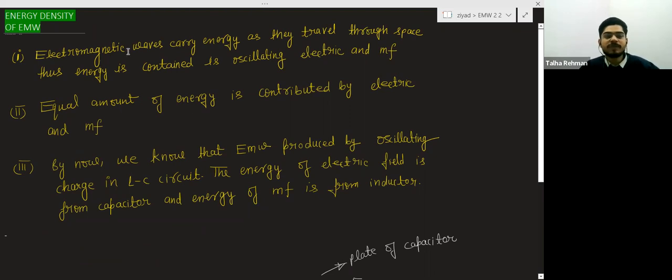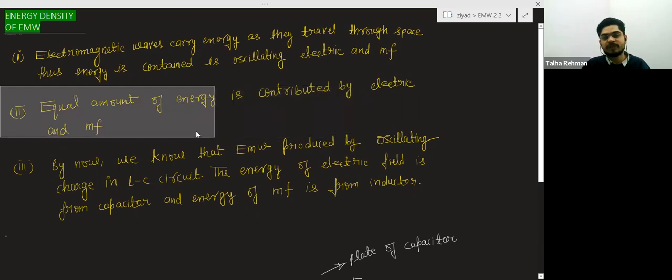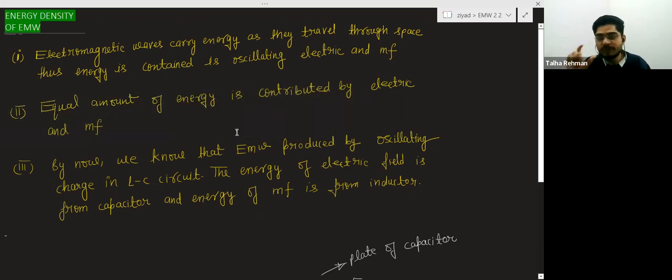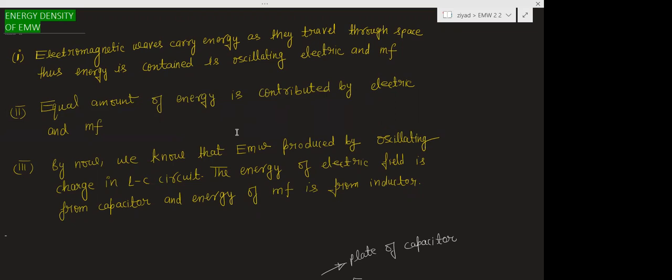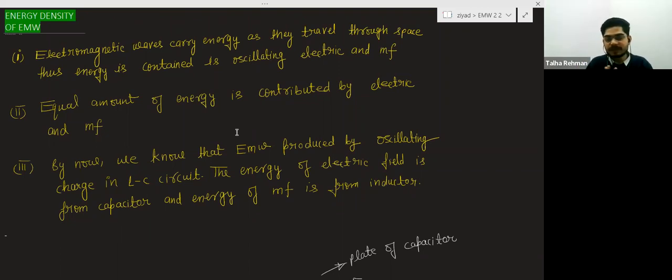I have written. Electromagnetic waves carry energy, electrical energy and magnetic energy, as they travel through space. Thus, energy is contained in the oscillating electric and magnetic fields. Clear? Second point: an equal amount of energy is contributed by the electric and magnetic fields. This we will prove later. The energy of the electric field and the magnetic field in an electromagnetic wave are equal. So these points we will prove later.